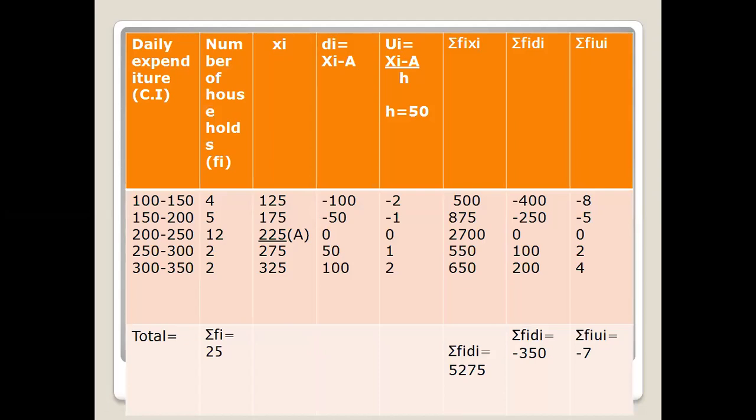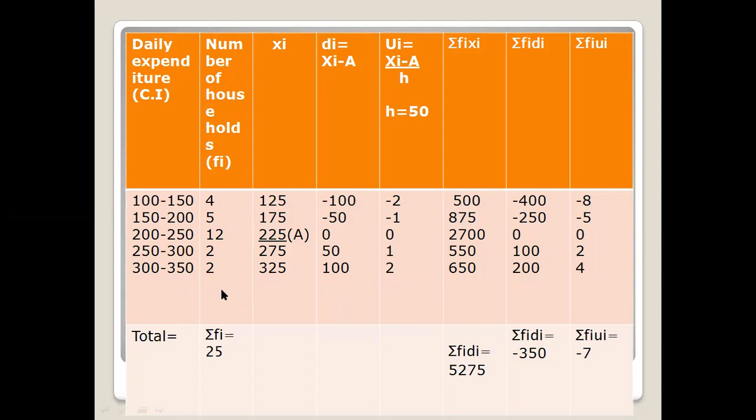So see here, the 8 columns are made over here. First one is daily expenditure, that is class intervals. Second one is frequency, that is here. Third one is xi, class marks. Fourth column is di, that is xi minus a. Fifth column is ui, that is xi minus a by h. And the sixth column is fi xi, the seventh column is fi di, and the eighth column is fi ui.